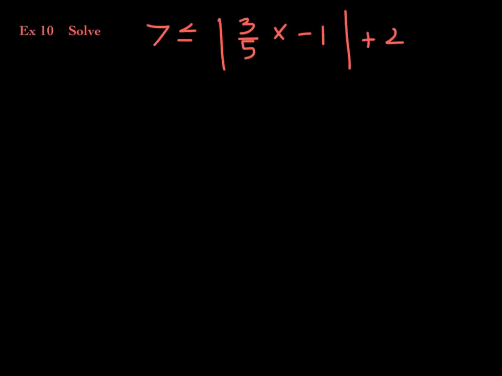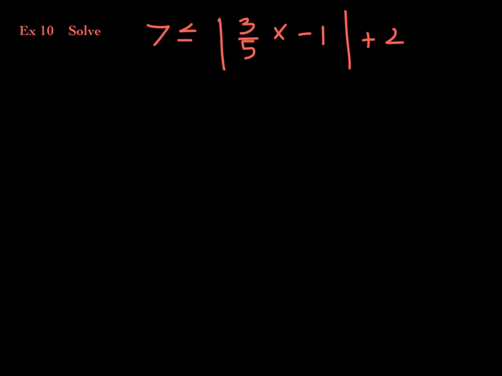Check out this example. Example 10. 7 is less than or equal to the absolute value of 3/5 x minus 1, and then plus 2. Now, I don't know if you remember from a much earlier lesson, I strongly recommended that we keep the variable on the left side of the inequality symbol at all times.